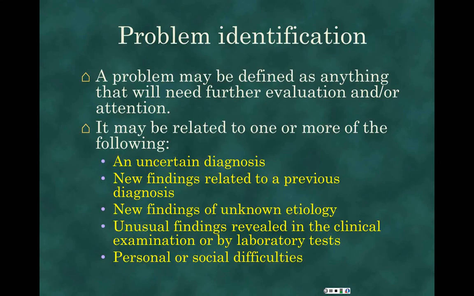You may have new findings related to a previous diagnosis. For instance, if someone's blood pressure has been very controlled and now all of a sudden their blood pressure is not controlled, and perhaps they've had very well controlled diabetes and now they're having some other problems. So that's related to a previous diagnosis. New findings of unknown etiology. You may have unusual findings that are revealed in the clinical exam or by laboratory tests, something that hasn't come up before. Or there may be personal or social difficulties of the patient.